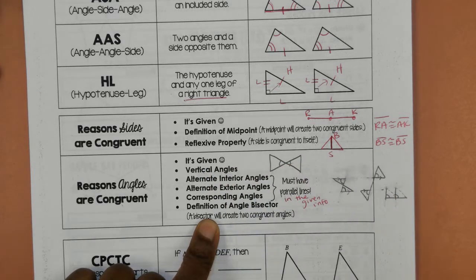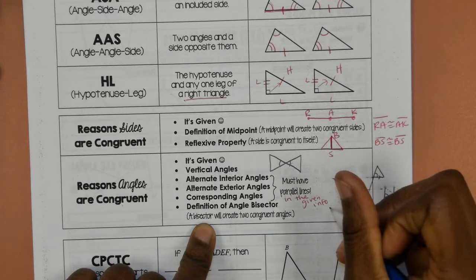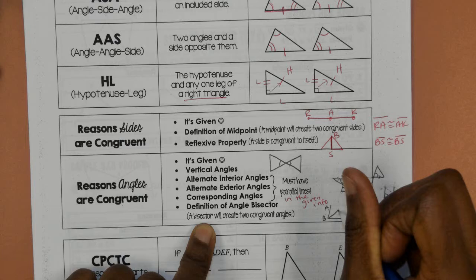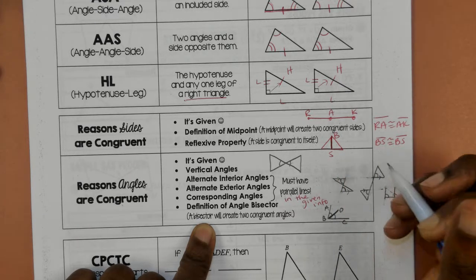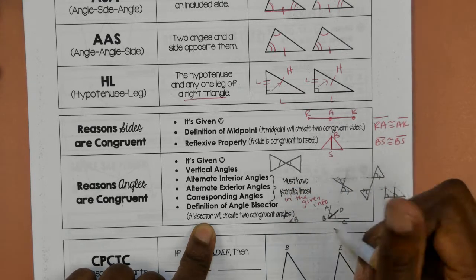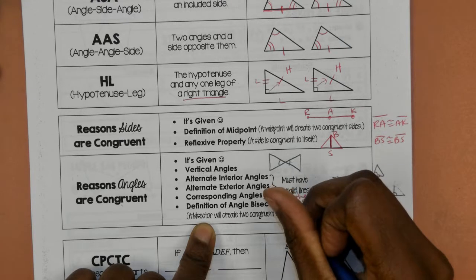Definition of angle bisector has to say in the given information that something bisects something else. If it doesn't say that, then you're not going to be using that. But what this means is that you have an angle, and if it gets bisected by a segment BD, it creates two congruent angles. So if angle B is getting bisected, I'm going to call it angle ABC since B is the vertex of multiple angles.